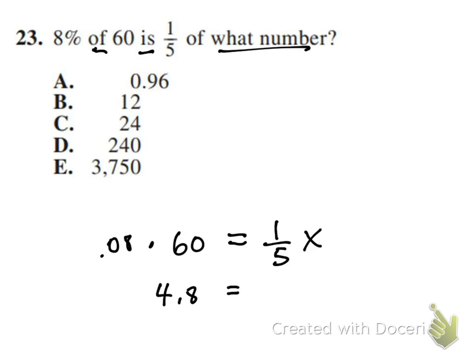4.8. It might be good to go ahead and change 1/5 to a decimal, right? What's 1/5? It's 2/10, 0.2 X. Divide both sides by 0.2, and we get what? 24. Right? 24.